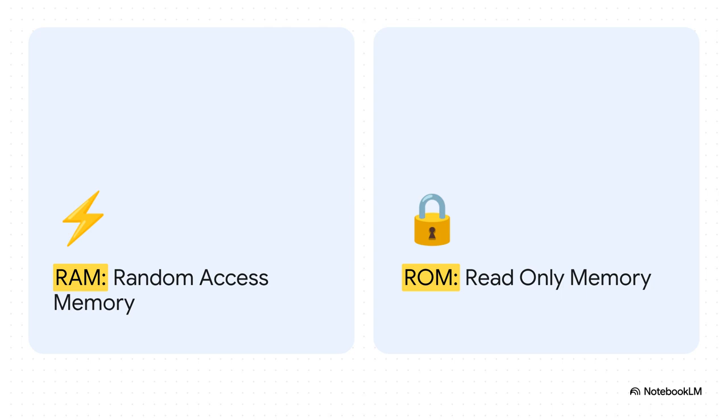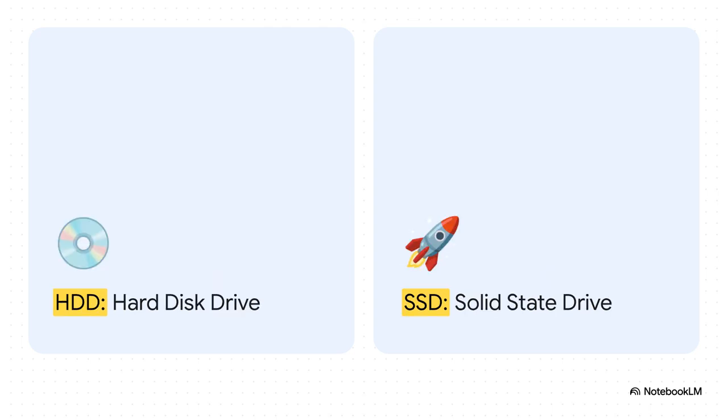ROM, however, is read-only memory. Read-only means it is fixed, it's permanent. It holds the fundamental, unchangeable instructions your computer relies on just to boot up. You can't easily overwrite it, which is exactly why your system remains stable every single time you hit the power button.